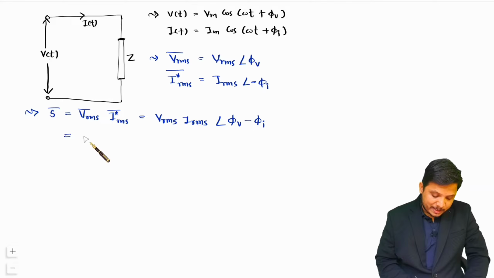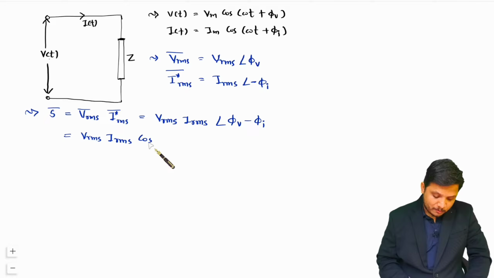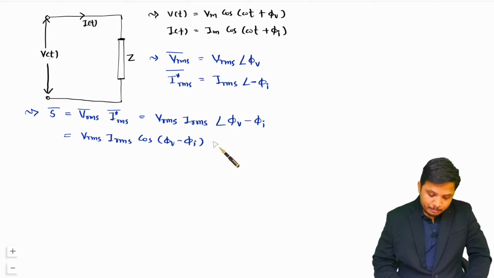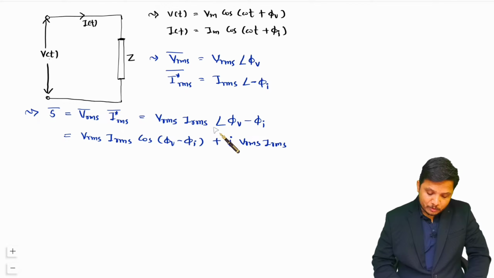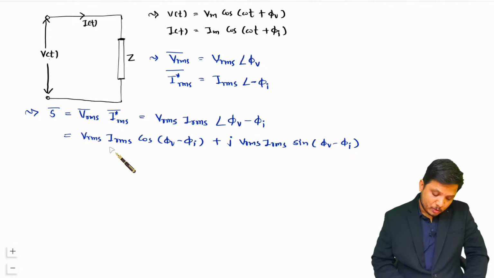So you see how I am writing this. The real part will be Vrms Irms cos of (phi v minus phi i), plus the imaginary component, which will be Vrms Irms sine of (phi v minus phi i). So we have two components, real and imaginary.